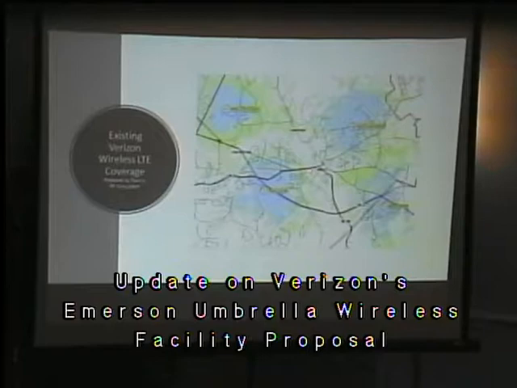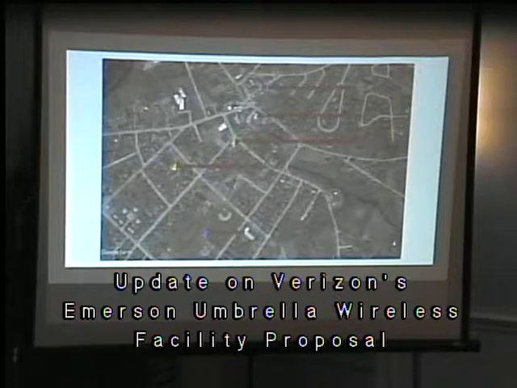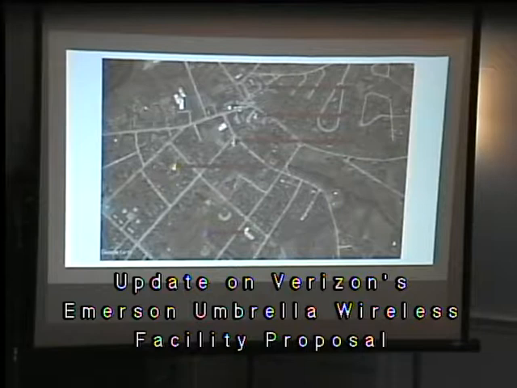The next slide is just a Google map showing the different areas that we looked at. The Umbrella is here. We were asked to look at the Emerson Field, and then these three other locations are the three different churches that we looked at: Holy Family Parish and the Trinitarian Church.